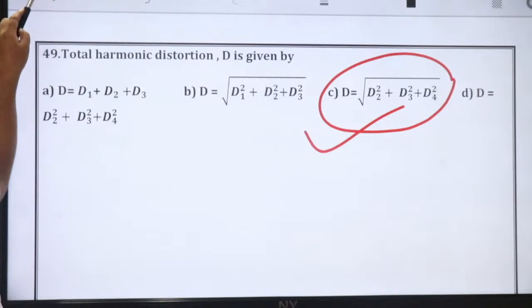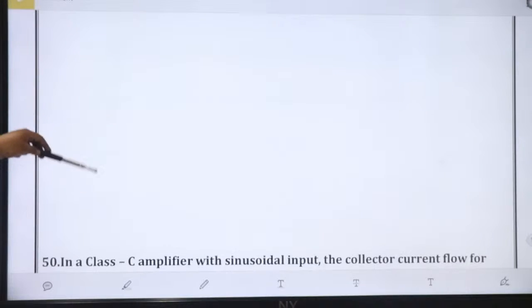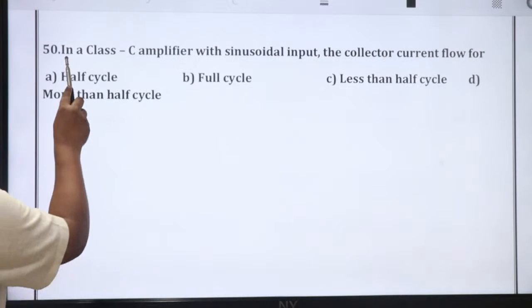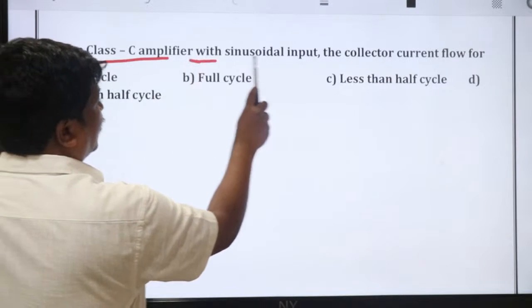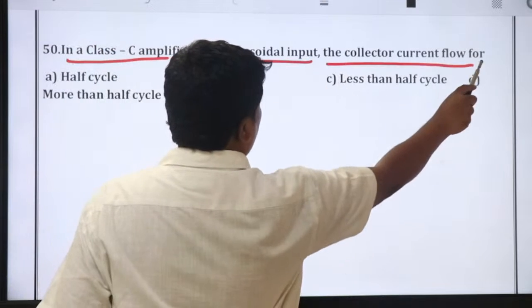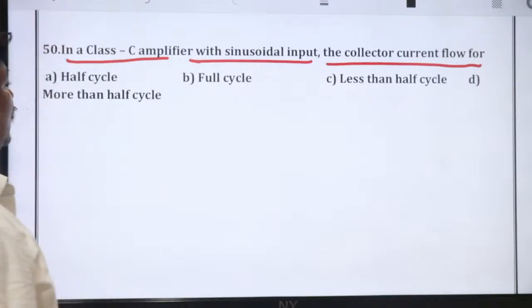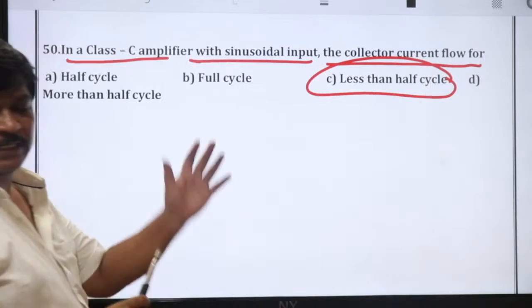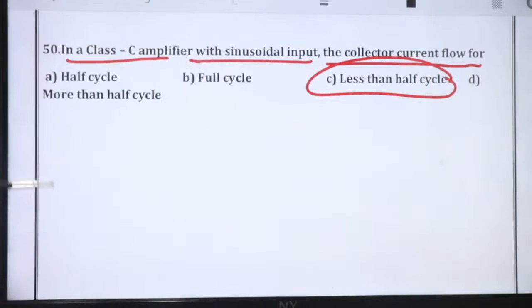Okay? The next one. In a class C amplifier with sinusoidal input, the collector current flows for less than half cycle. I told you just now, all the similar related things.